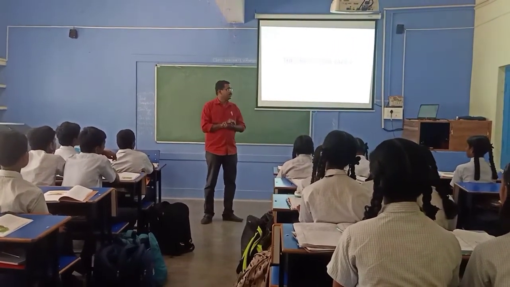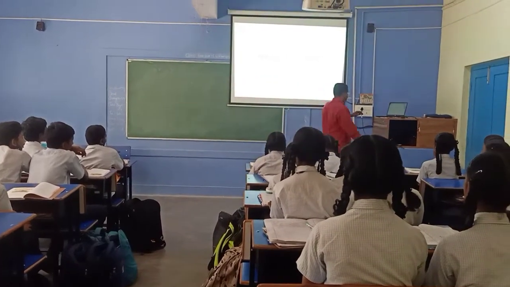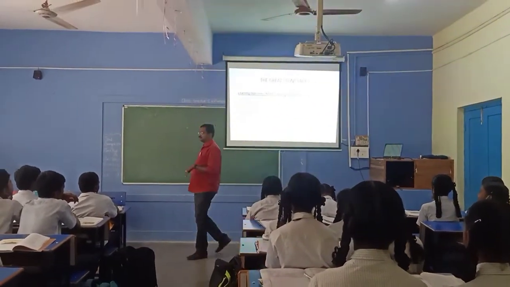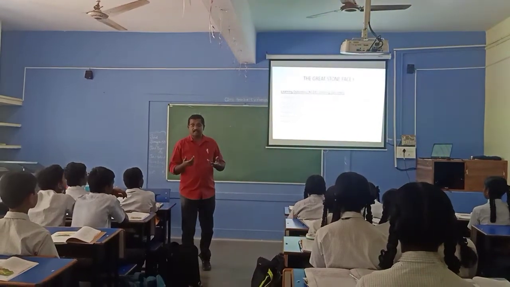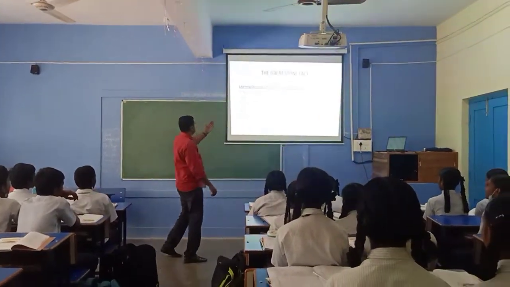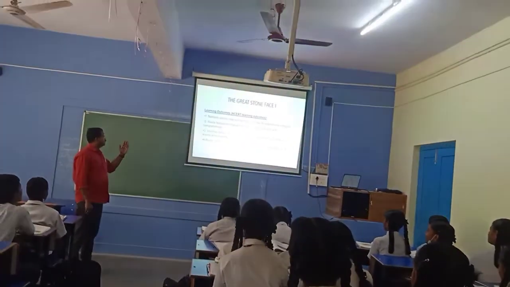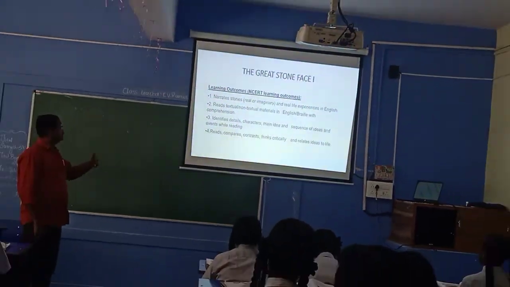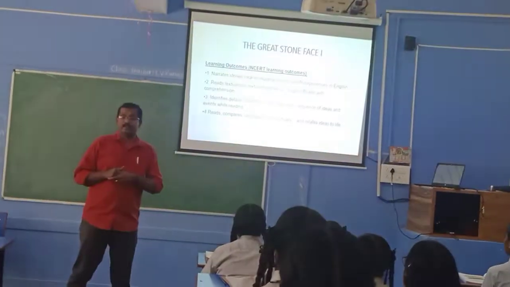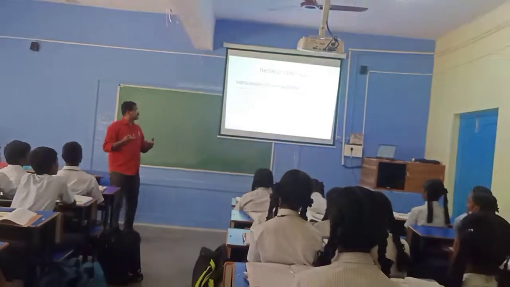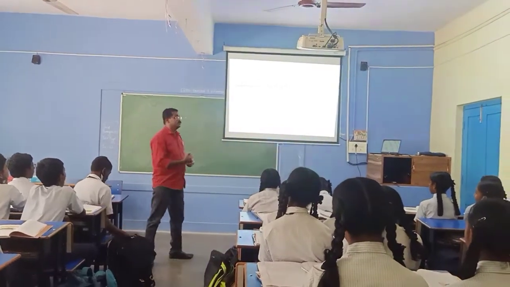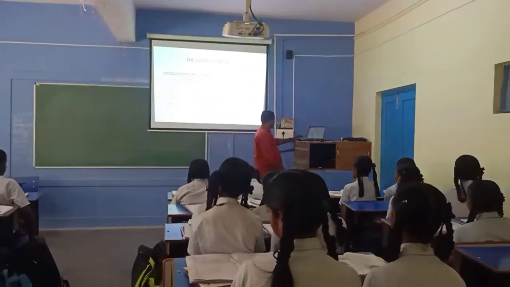It has got two sessions, and some learning outcomes by the end of the class. These are the learning outcomes expected from you. You should be able to narrate stories. Similarly, you have to read textual or non-textual materials in English. Then you should be able to identify details, characters, main ideas, sequence of ideas, and events while reading. Then you should be able to read, compare, contrast, think critically, and so on. By the end of the class, you should be able to acquire all these skills.